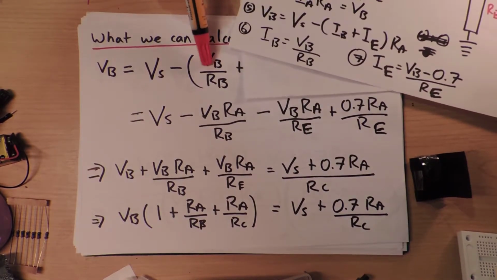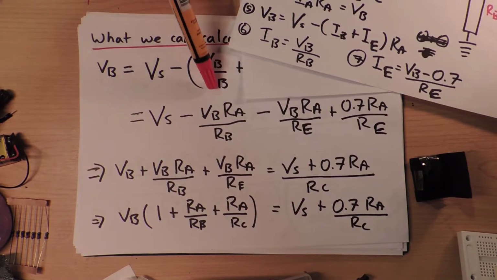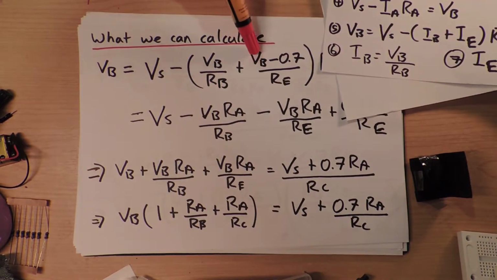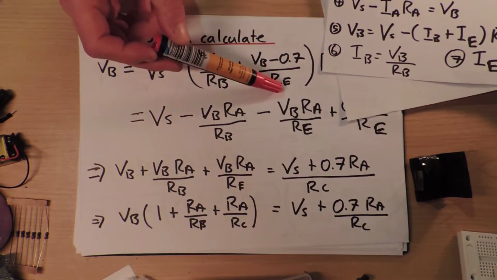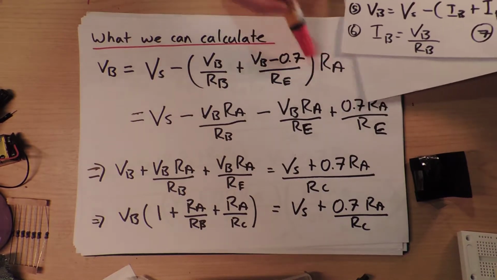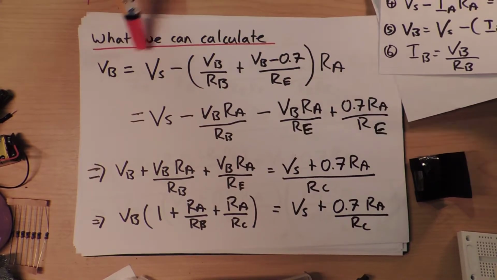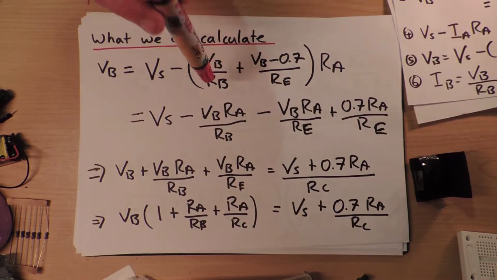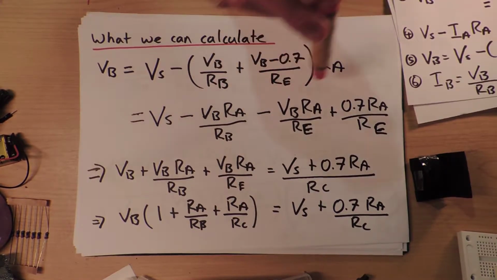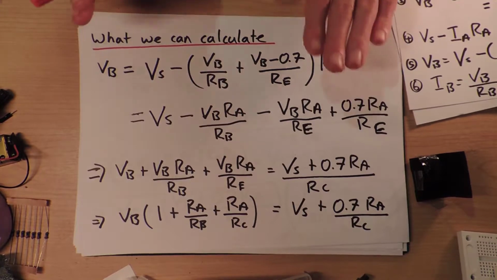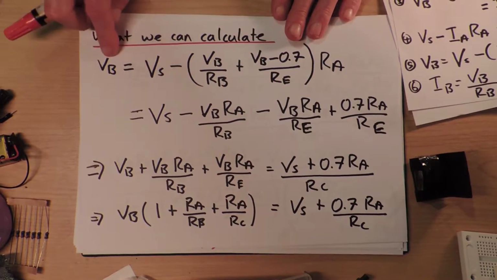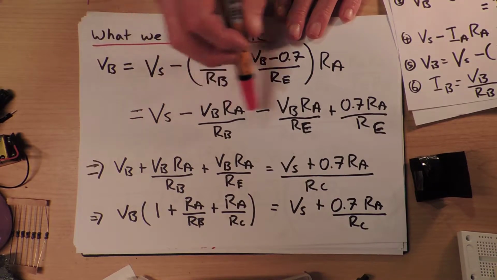So that is IB, which is VB over RB, and this is IE, which is VB minus 0.7 over RE, times RA. This equation is the nice one, because you can clearly see that everything except VB we know. We know what VS is, we know what RB is, we know what RE is, and we know what RA is. So we're looking pretty good. We're just going to have to rearrange it so that we can get VB everywhere. So this is me expanding it out.